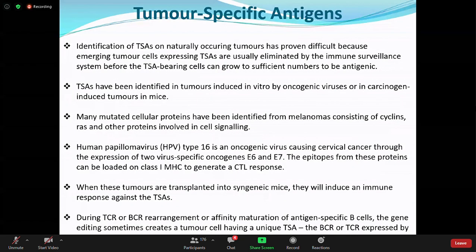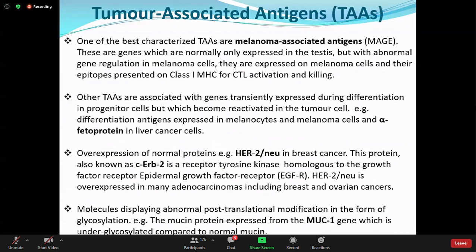Examples of these: have you heard about alpha-fetoprotein? So alpha-fetoprotein is a protein which is involved in embryonic development. As the embryo develops, after a few months or years, that alpha-fetoprotein is switched off. But in liver cancer, you get high levels of alpha-fetoprotein circulating in the blood. So it's a common biomarker for liver cancer.